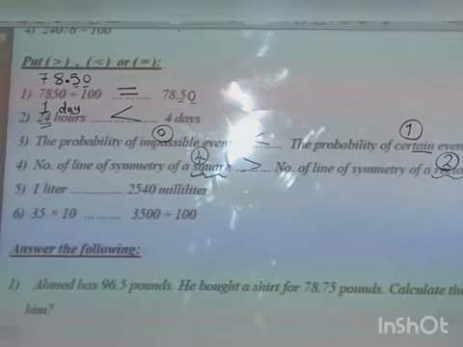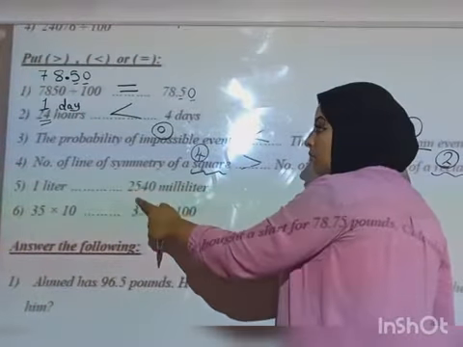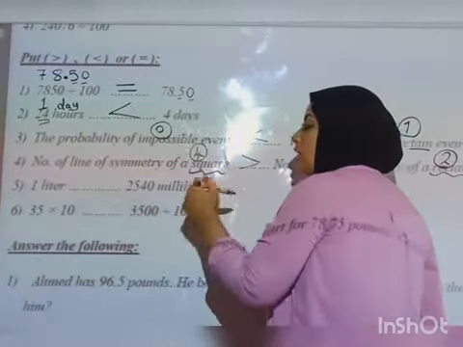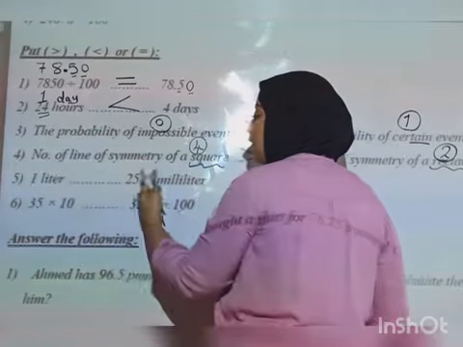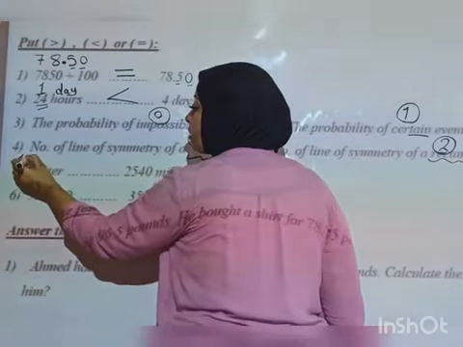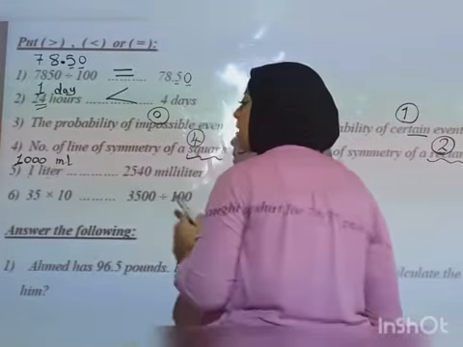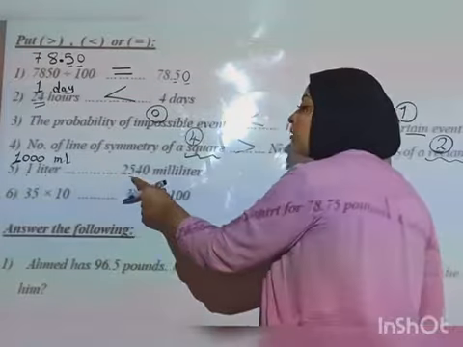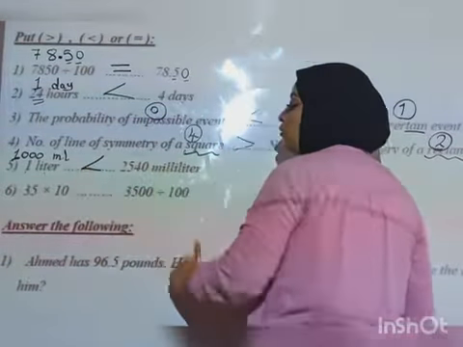Number 5, which is greater? 1 liter or 2,540 milliliters. Which is greater? Here we have 1 liter, so we should put the same units here and here. 1 liter equal 1,000 milliliters. Which is greater? 1,000 milliliters or 2,540 milliliters?